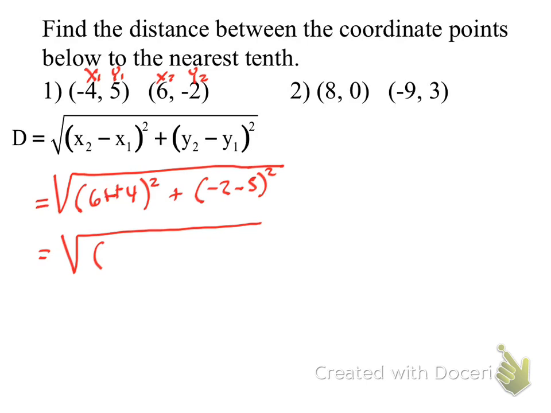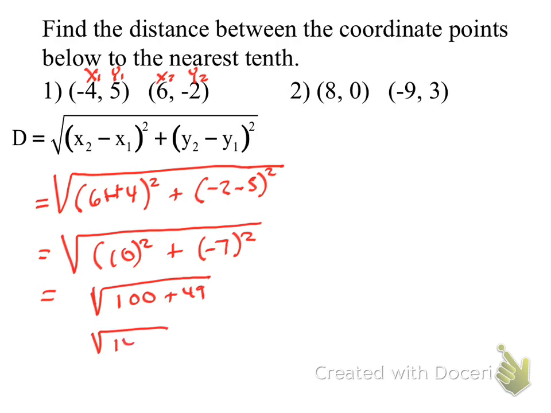6 plus 4 is what? 10 squared plus negative 7 squared. What does it simplify to? The square root of 100 plus 49. The square root of 149.